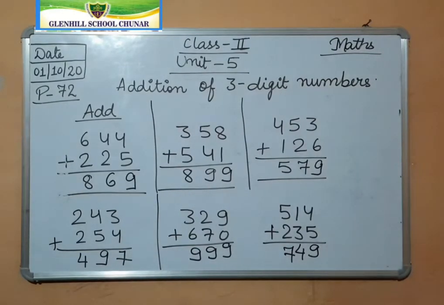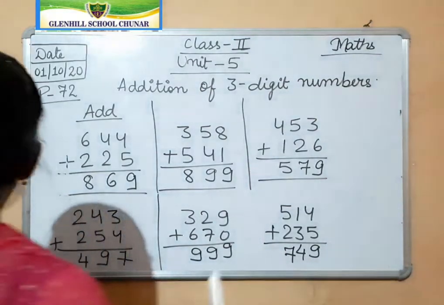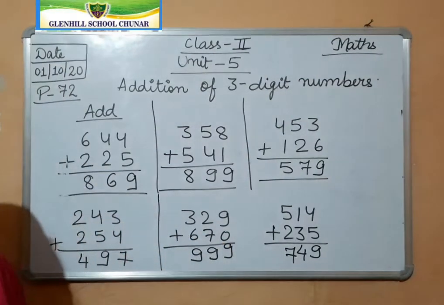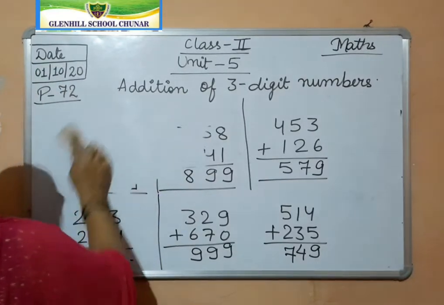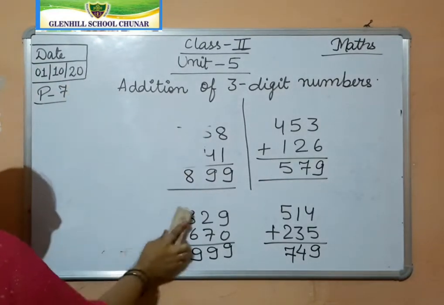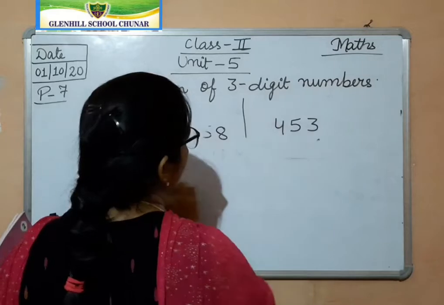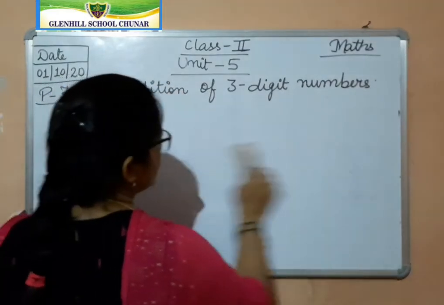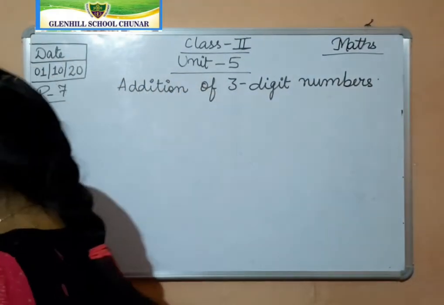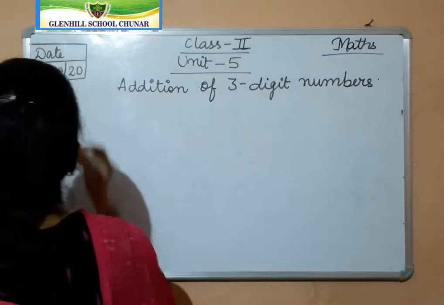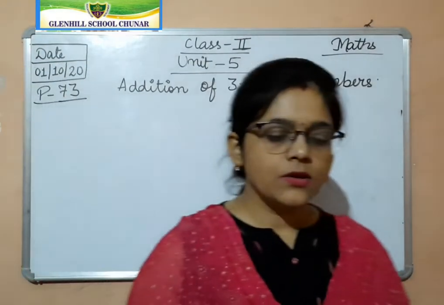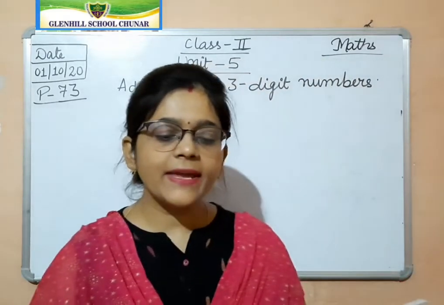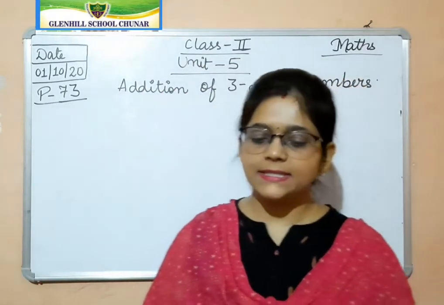Okay, now I hope you all have done this. Now come to page number 73. Okay student, page 73. On this page similarly we can also add 3-digit number.